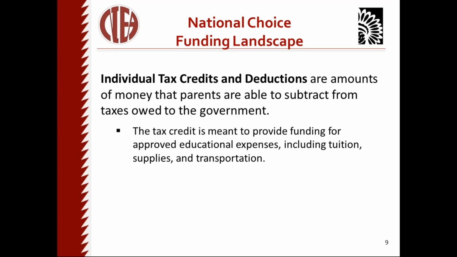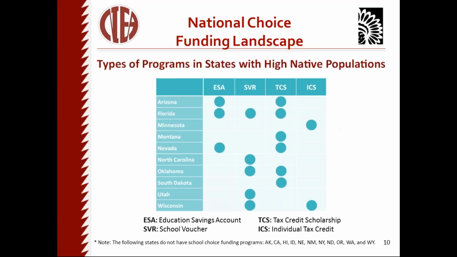So next, the individual tax credits and deductions. That's another way of using the tax code to try to promote choice. A credit is meant to provide funding for educational expenses, sometimes tuition, supplies, and transportation. So this chart kind of puts it all together.